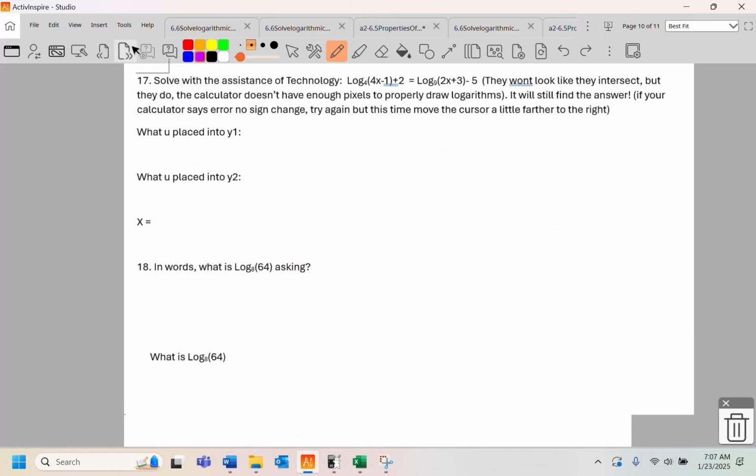17, solve with the assistance of technology. I'm a big fan of ln, so I'm going to rewrite this as ln of 4x minus 1 over ln of 4, and then plus 2. y2, I would rewrite ln of 2x plus 3, sitting over ln of 9, and then minus 5.